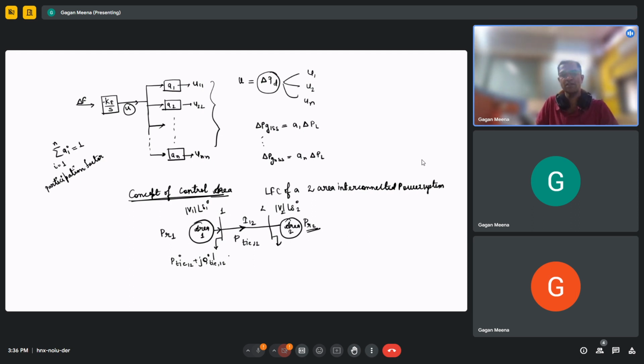Initially this much power was flowing over the tie line from 1 to 2. If there is a small change in load, how will this result in a change in P tie and Q tie? This we want to study, and we can do it by linearization of this equation, to know how much change there will be.